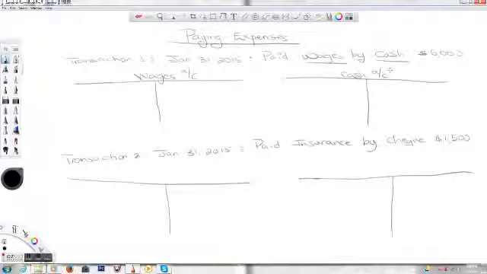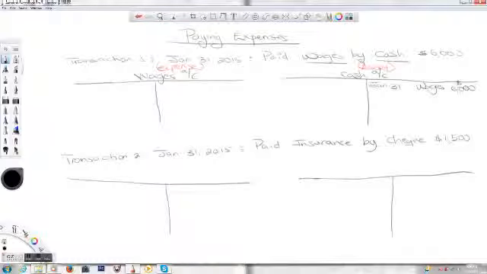And we know that wages is an expense account. Wages is an expense. And cash, of course, is an asset. Now we're paying wages by cash, right? So this transaction will cause the amount of cash we have to decrease. Cash is an asset. To decrease an asset, we credit. So we credit the cash account because it's decreasing. January 31. Wages, 6,000.